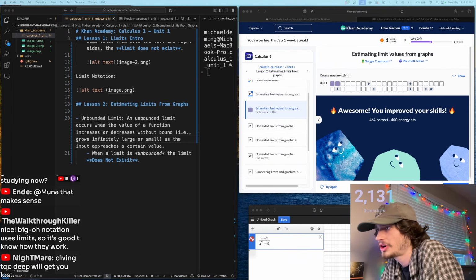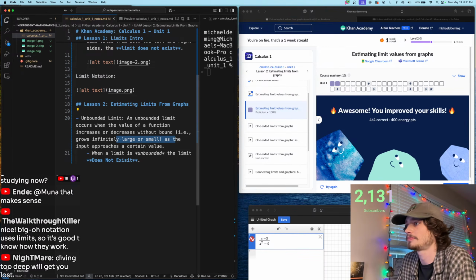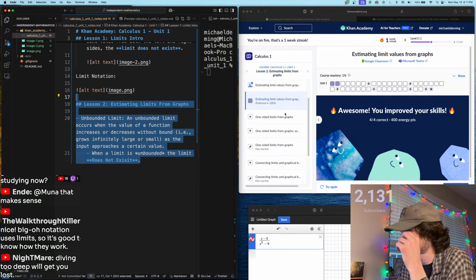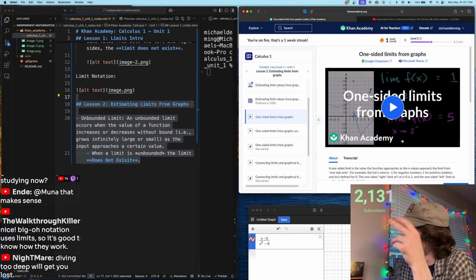An unbounded limit occurs when the value of a function increases or decreases without bound. It grows infinitely large or small. Does not exist. Nice. Up next is a video here.